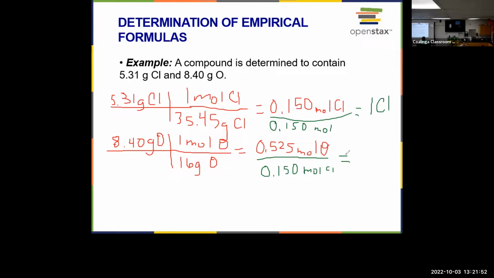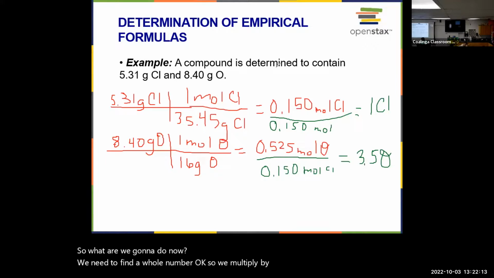Point five. Okay. So what are we going to do now? We need to find a whole number. Okay, so we multiply by what? 2. Multiply by 2. Both numbers or just?